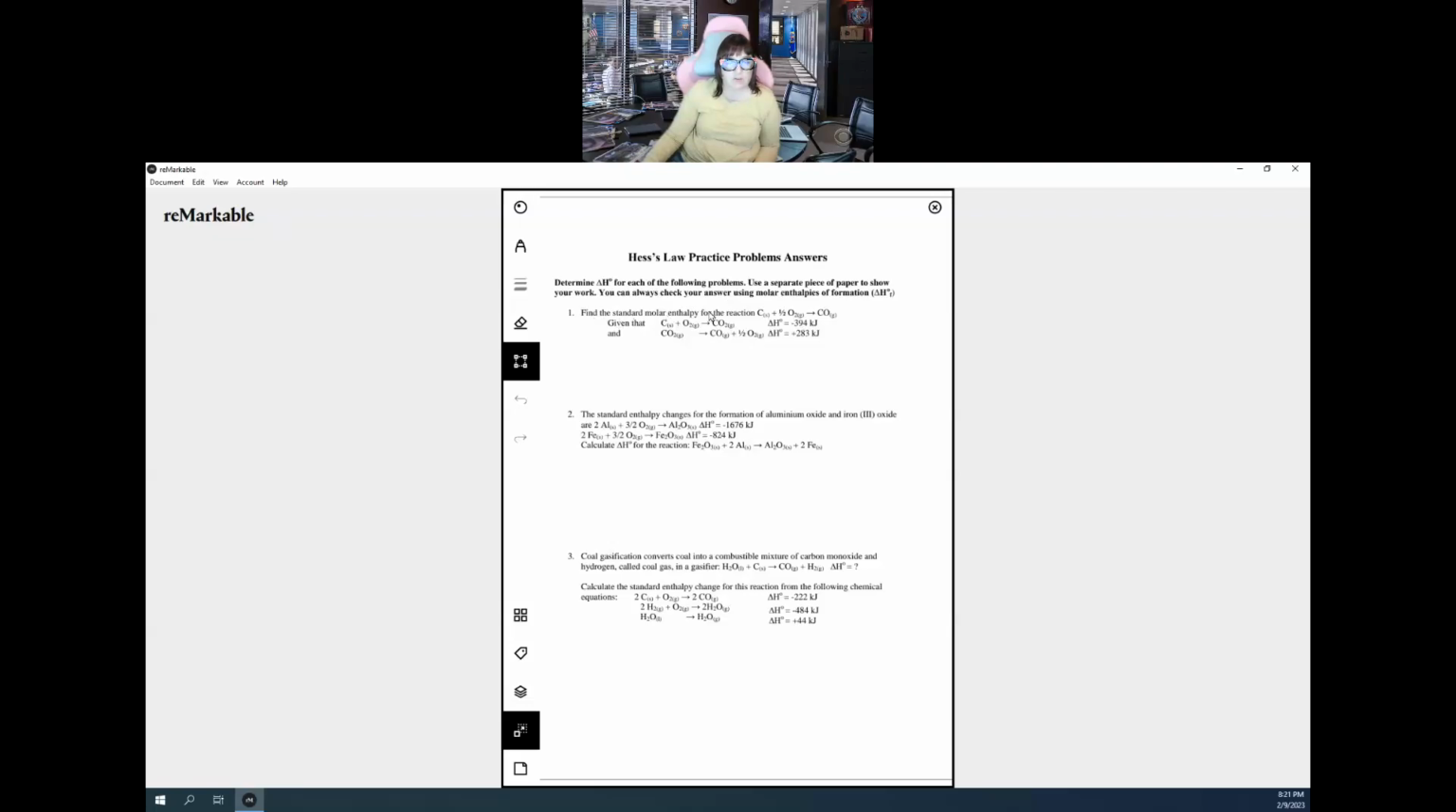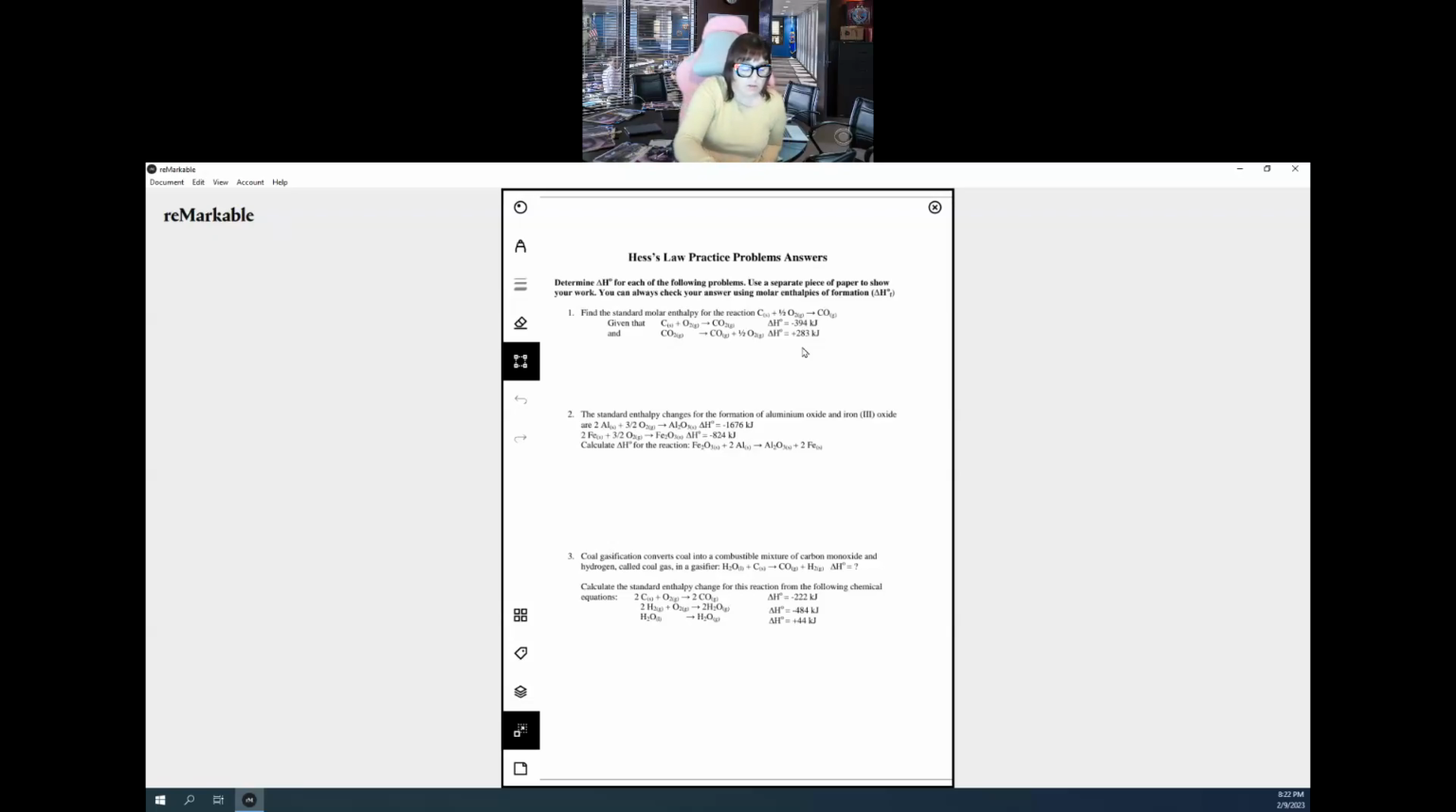So find the standard molar enthalpy for the reaction of carbon plus half of an oxygen to give CO, given that C plus O2 goes to CO2 with a delta H of negative 394, and CO2 goes to CO plus half an O2, and that delta H is plus 283.